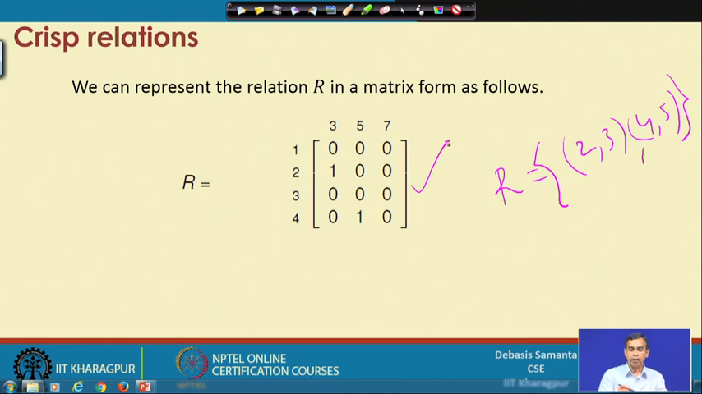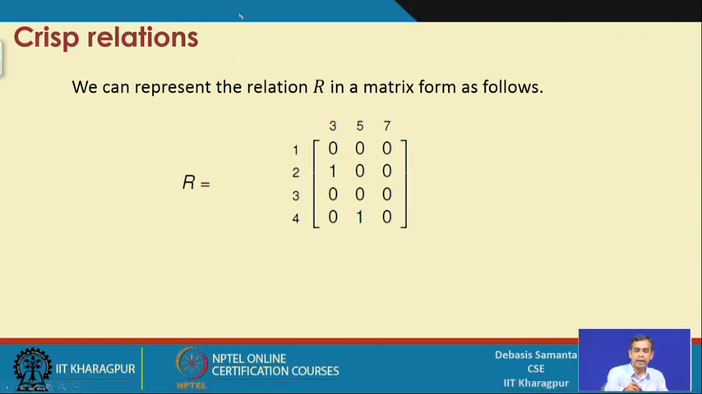You can see 1 and 3 do not belong to this set, so it is 0, and the elements 2 and 3 belong to this set, so it is 1. So, here 0 and 1 are the entries in the relation matrix. 0 indicates that the ordered pair does not belong to this relation, and 1 indicates that the ordered pair belongs to the relation. This way a relation can be represented by means of a relation matrix.